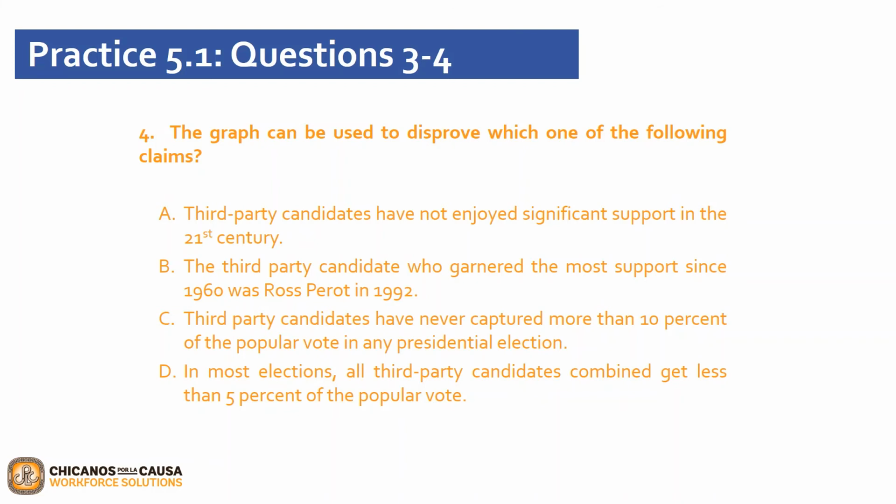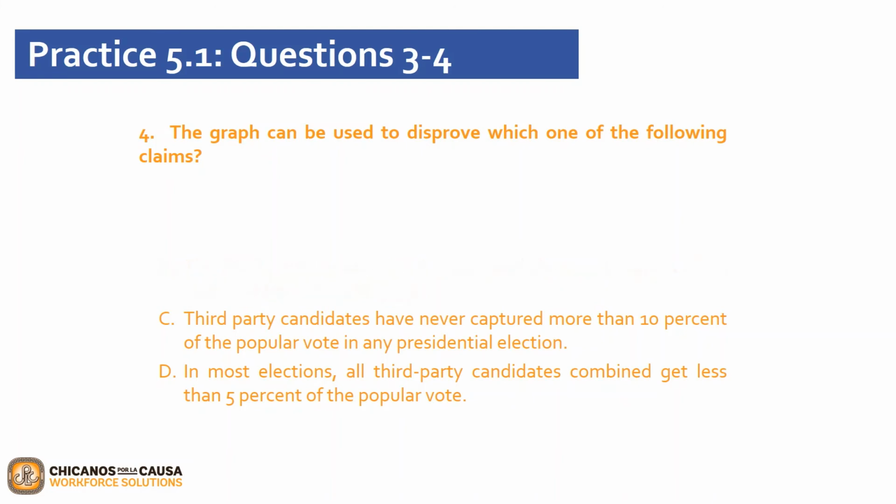Option A states that the third party has not seen an increase in support in the 21st century, which is true. Support has not increased over the 5% baseline in the 21st century. Therefore, this is not our answer. Option B states that presidential candidate Ross Perot has had the highest support since the 1960s, which is correct. So again, B is not our answer.